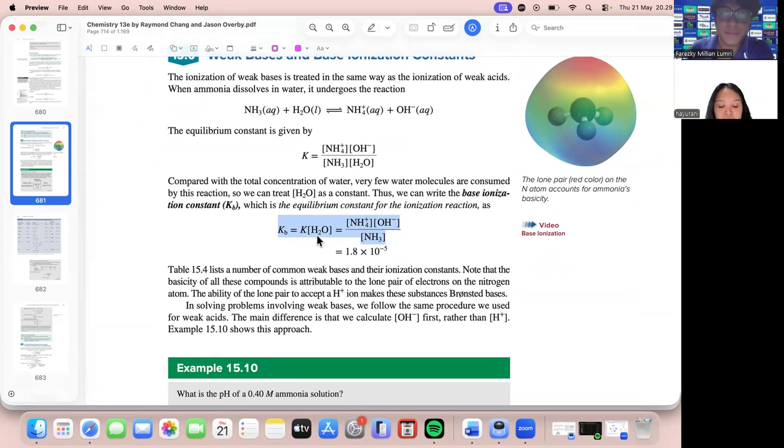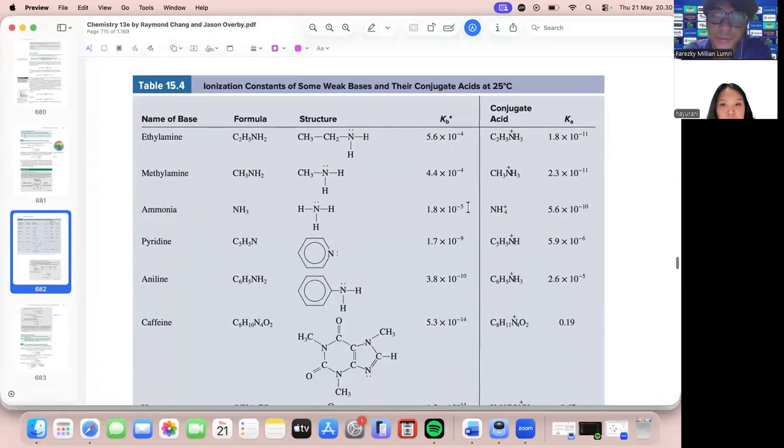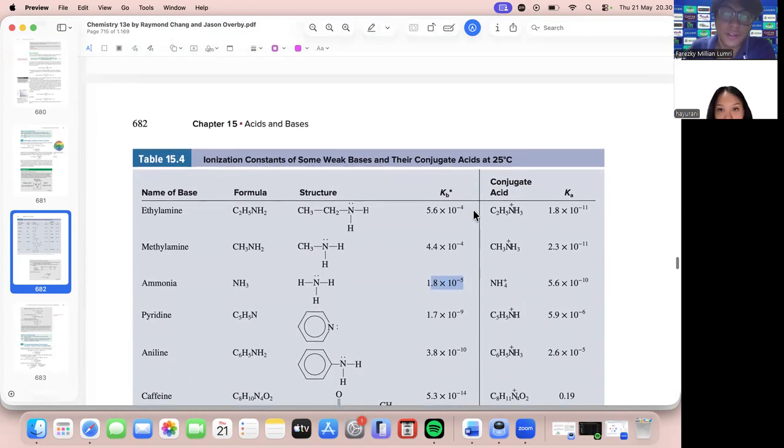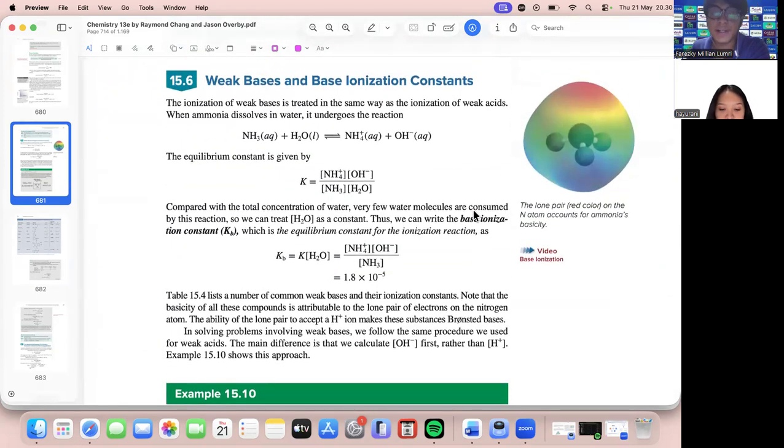The Kb we are using here is for ammonia. Because it's ammonia, that's where we get 1.8 times 10 to the power of -5. So basically that's the main idea here. Let's go to example 15.10.